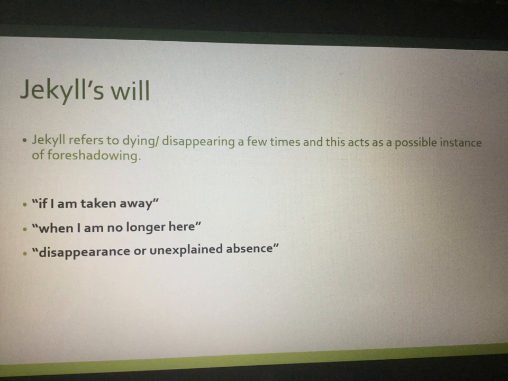And the last thing to say in this video is about Jekyll's will. Jekyll refers to dying and disappearing quite a few times, and this acts as a possible instance of foreshadowing. Is it foreshadowing what's going to happen to Jekyll? The quotes I've outlined are: "if I am taken away," "when I am no longer here," "disappearance or unexplained absence." So perhaps Jekyll is always worried about the influence of Hyde, and that is why his will outlines these worries.